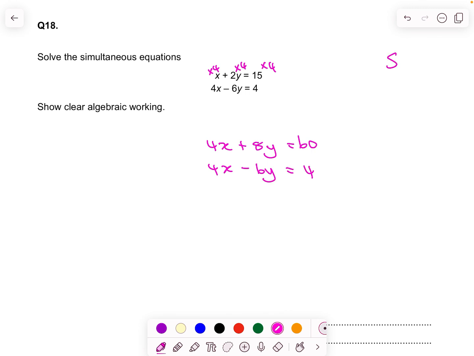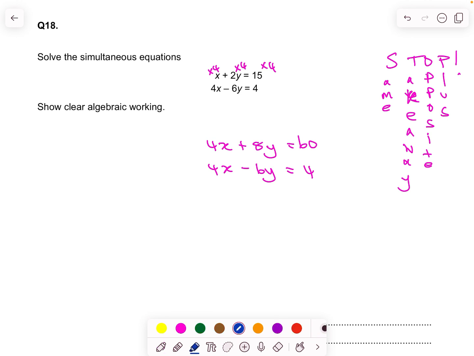Now remember, stop. If they are the same, we take away. Oops, sorry, I can't spell. Take it away. If they're opposites, the signs are opposite, we're going to plus, okay? So always think stop when you're doing your simultaneous equations. The signs are the same. If you look at them, they are both positive. So we are going to take away. We're going to subtract. Just another word for subtract.